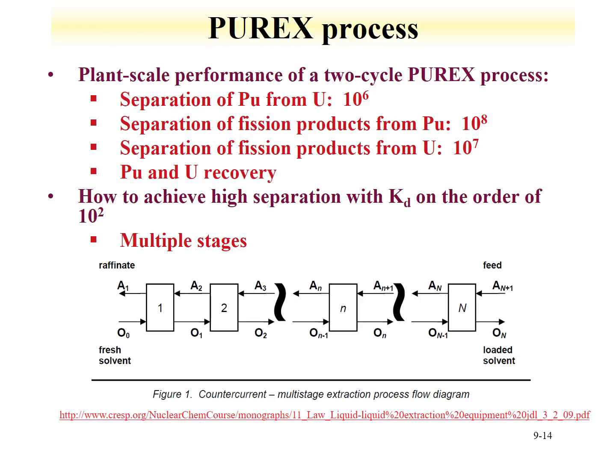In the Purex process, separations are extremely high. For instance, separation of plutonium from uranium is on the order of 10 to the 6th. Fission products from plutonium, 10 to the 8th. Fission products from uranium, 10 to the 7th, both with very high recovery of plutonium and uranium. So one of the questions with this is, how does one achieve these high separations, 10 to the 6th to 10 to the 8th, when KD factors are on the order of 10 to the 1st or 10 to the 2nd? The answer is multiple stages.